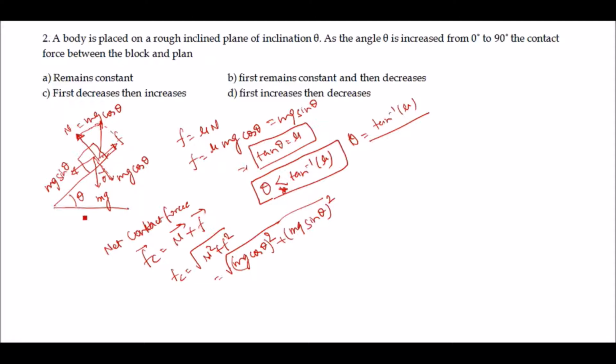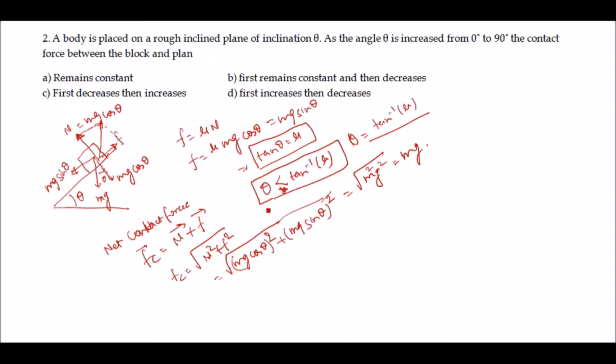It is very clear that till theta is less than tan inverse mu or theta equal to tan inverse mu, the frictional force is equal to mg sin theta. So from there we get the value equal to square root of m square g square, that is equal to mg. So till the time theta is less than or equal to tan inverse mu, the contact force is equal to mg and it is a constant quantity.